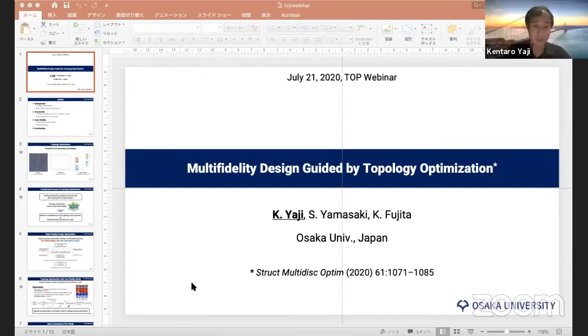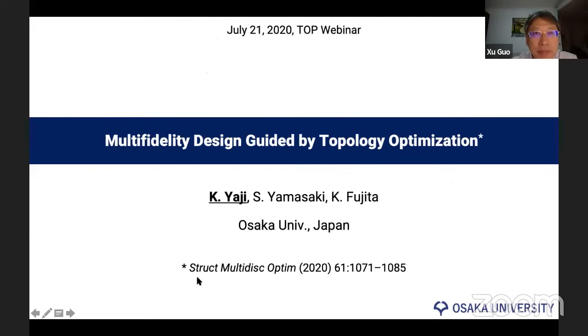Can you see me? Can you see this slide? Okay. Thank you very much for inviting me as a speaker of the TOP webinar. I'm really honored by that. I'm Kentaro Yaji of Osaka University, Japan. Today I'd like to talk about our recent paper entitled Multifidelity Design Guided by Topology Optimization, which was published in SMO in 2020.